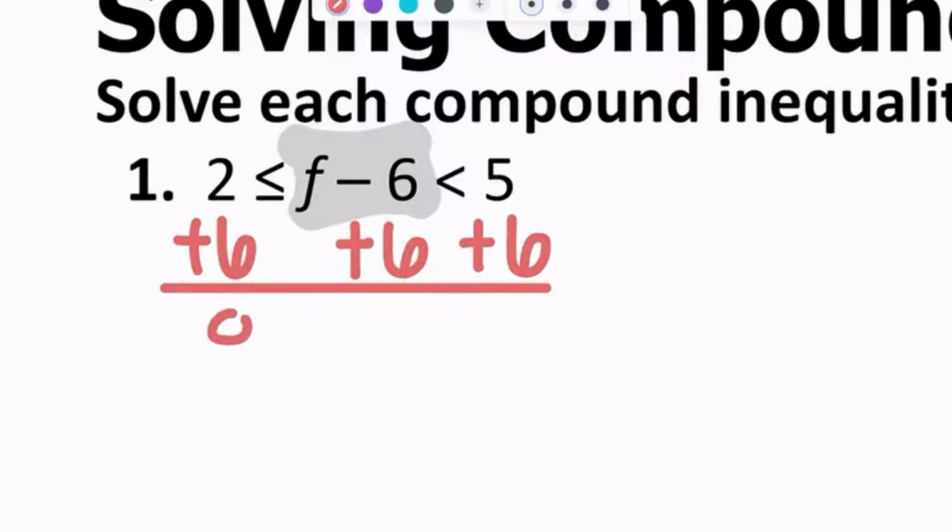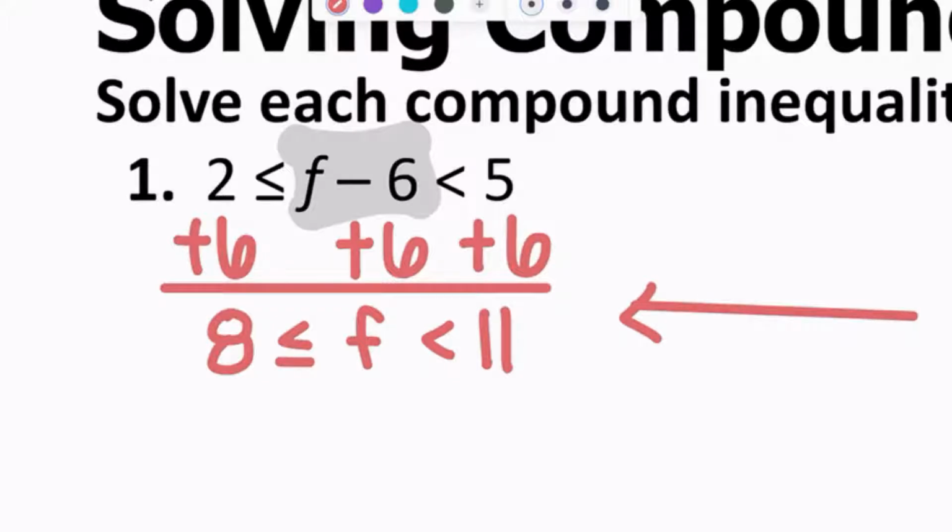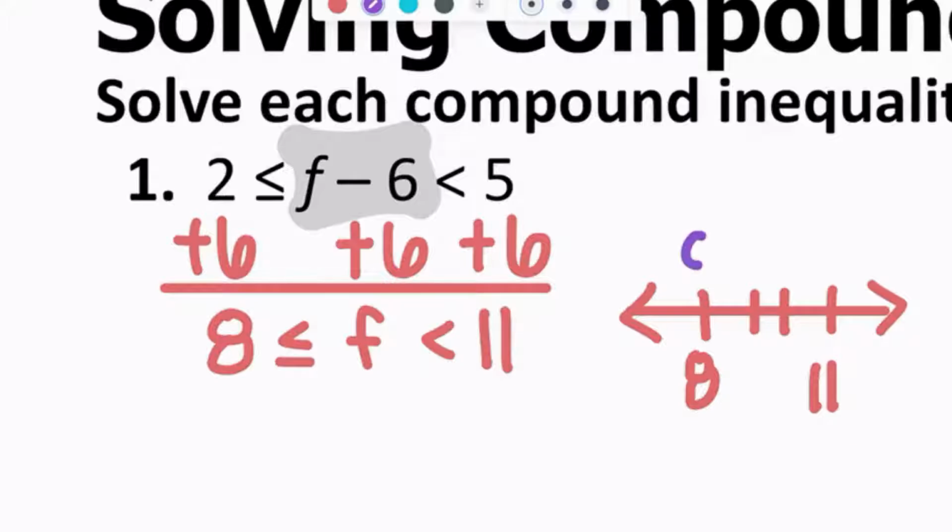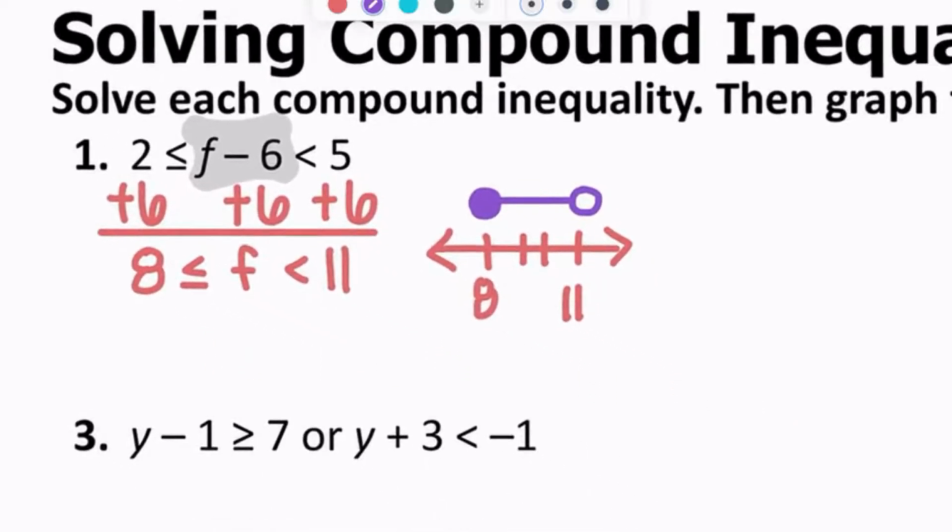So 2 plus 6 is 8, is less than or equal to f, is less than 5 plus 6 is 11. So that tells me that 8 is less than or equal to f, is less than 11, or it's between 8 and 11 is another way you could say that. So on my number line, I'm going to go ahead and put my 8, 9, 10, and 11. And so I can see that there is an equal to on the 8. So that means it's a closed dot. There is not an equal to on the 11. And they are connected because the f is between them. It's really just that simple.